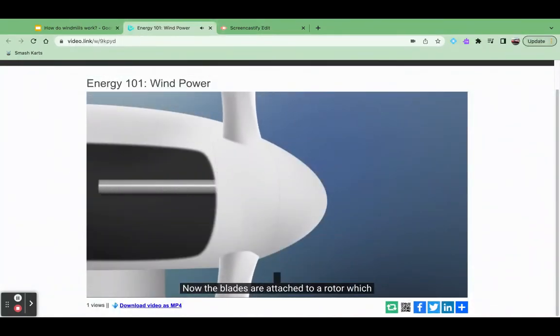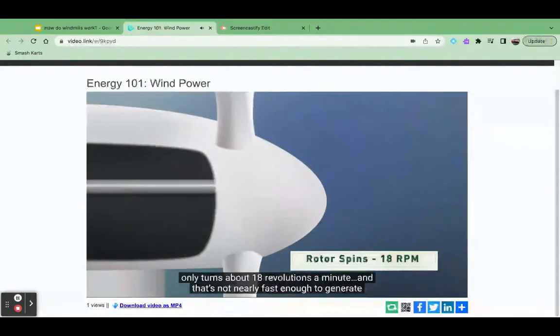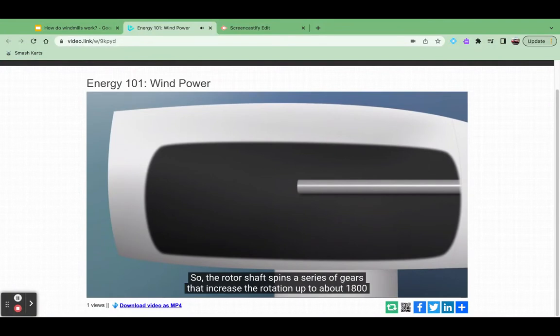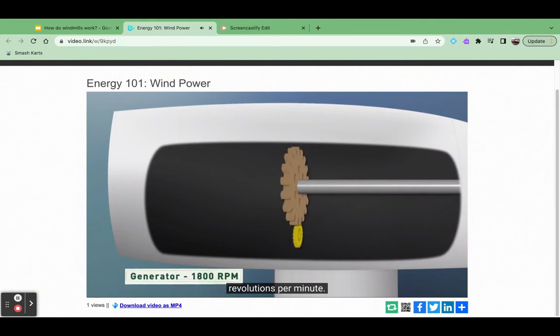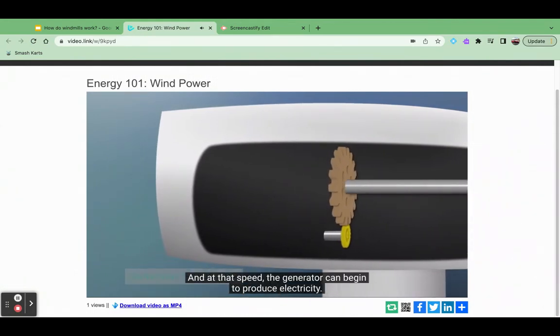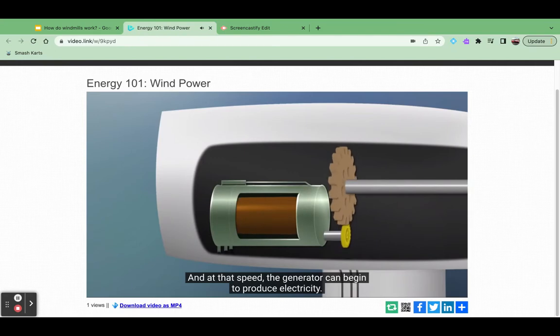Now, the blades are attached to a shaft, which only turns about 18 revolutions a minute. And that's not nearly fast enough to generate electricity by itself. So, the rotor shaft spins a series of gears that increase the rotation up to about 1800 revolutions per minute. And at that speed, the generator can begin to produce electricity.